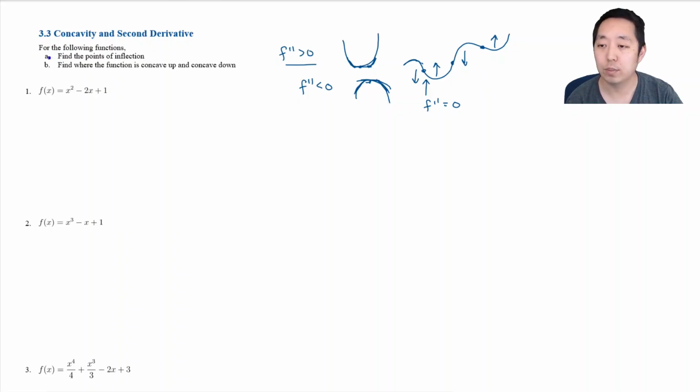So part A is find the points of inflection, and then find where the function is concave up and down. You can do these both together by this method. We're going to compute the second derivative, but first we need to compute the first derivative. That's equal to 2x minus 2. Then we compute the second derivative, which is just equal to 2. Okay, so this is never equal to 0, so there are no points of inflection.